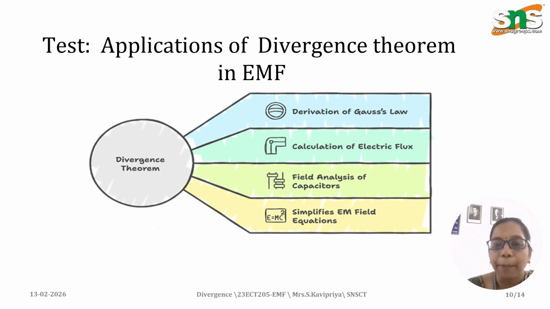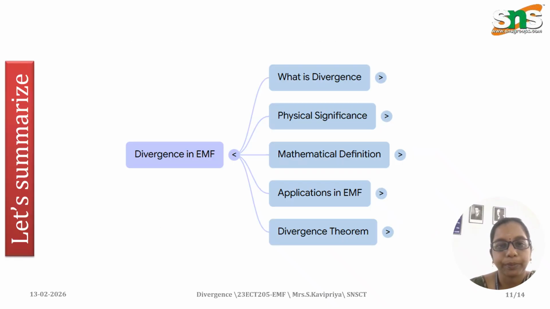Next are the applications of the divergence theorem. It is used in the derivation of Gauss law and in the calculation of electric flux. The net flow of flux over any closed surface is calculated using divergence. It is also used in field analysis of capacitance, and it simplifies the electromagnetic field equations.